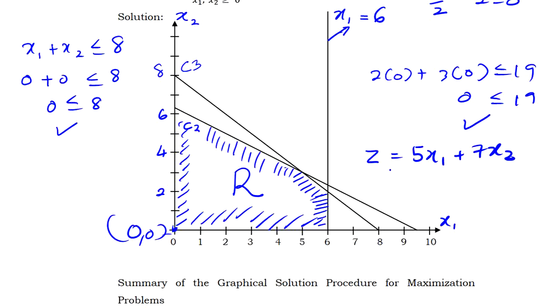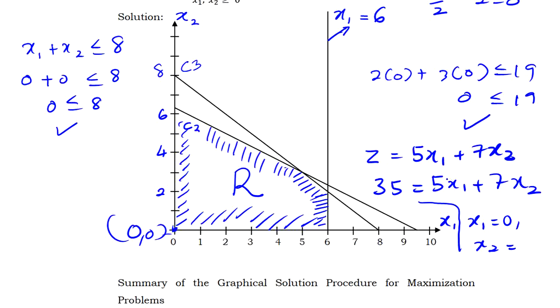So it is easier to take a number that can be divided by 5 and 7 as the z value. Let's say 35 for this case. So 35 equals to 5x1 plus 7x2. If x1 equals to 0, then x2 equals to 5, right? And then if x2 equals to 0, then x1 equals to 7. So another point is 7, 0. So 7, 0 here, and then 0, 5.